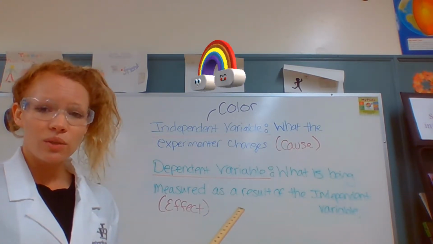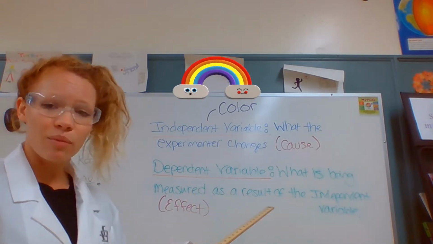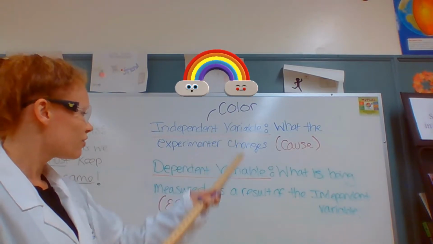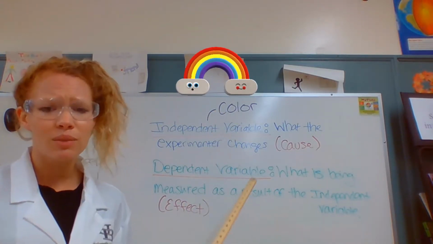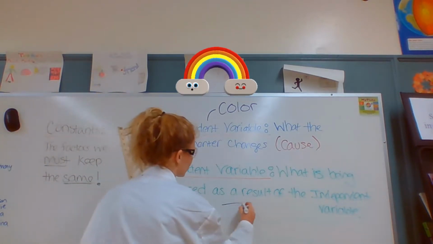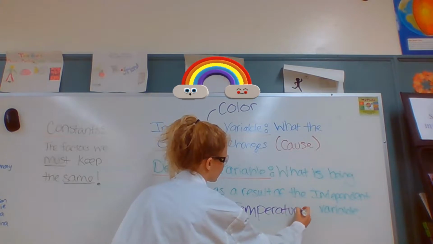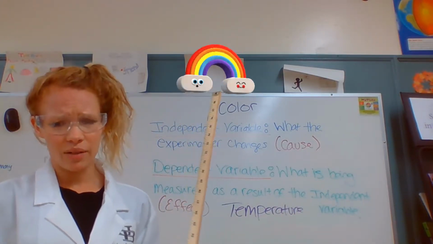Then the dependent variable is what is being measured, or what is the result of me changing the color. So again, the question was, does color affect temperature? So the dependent variable, what is being measured, is temperature. I want to see if color affects temperature. Cause is color, effect is temperature, or what is being measured. Okay, so that is independent and dependent variable.